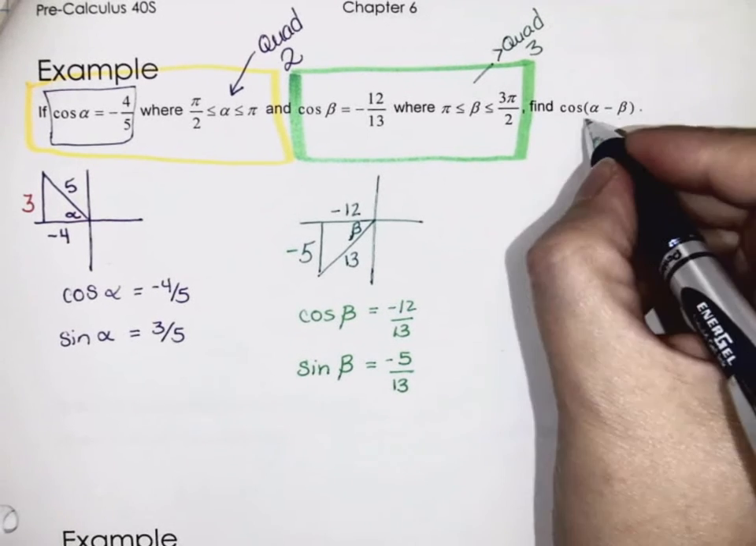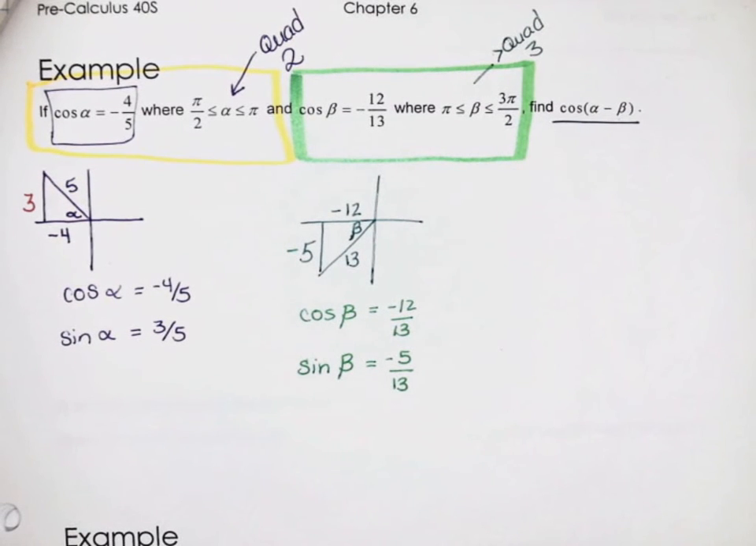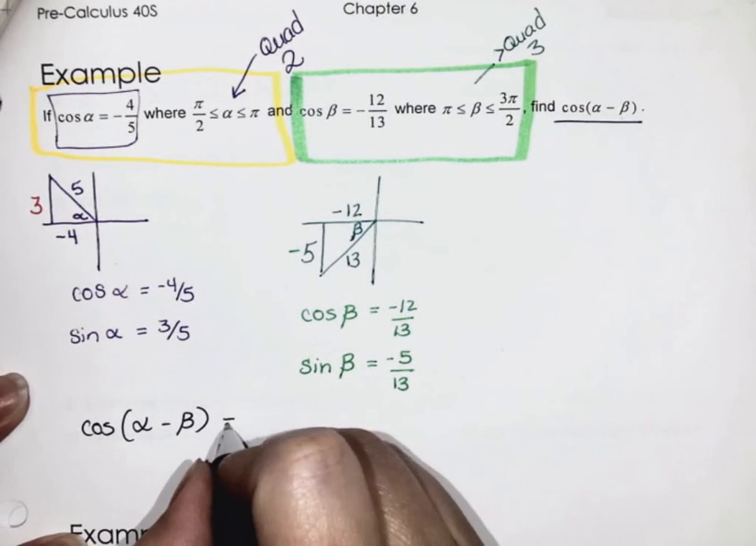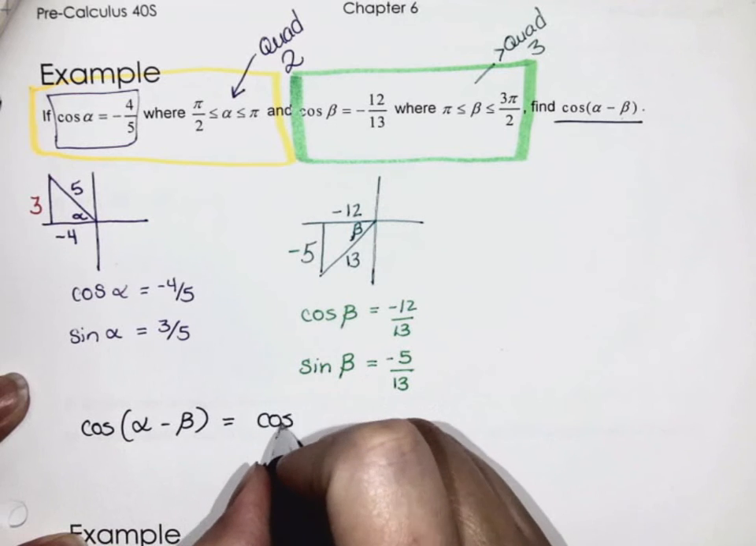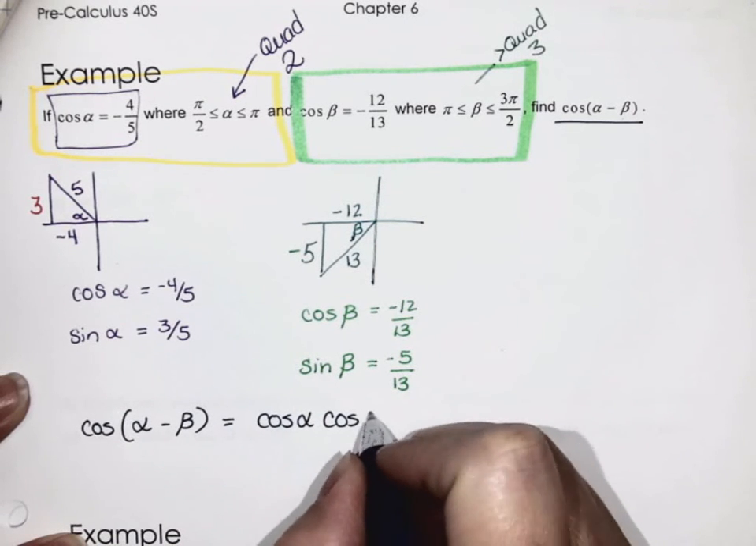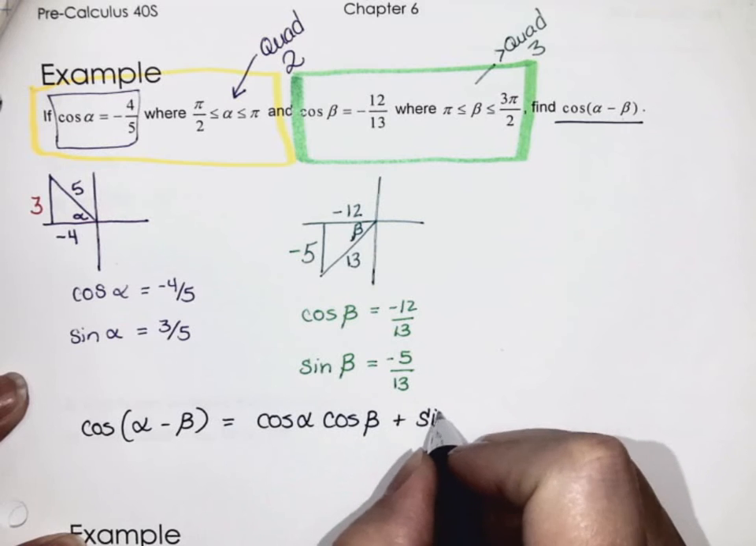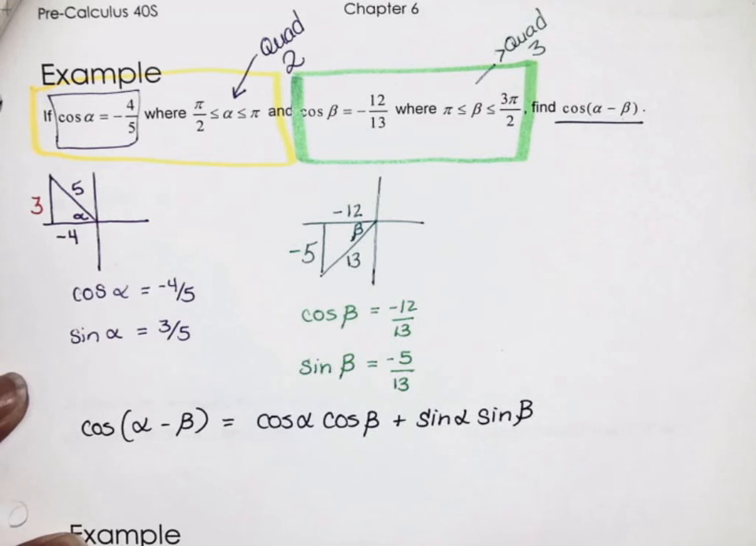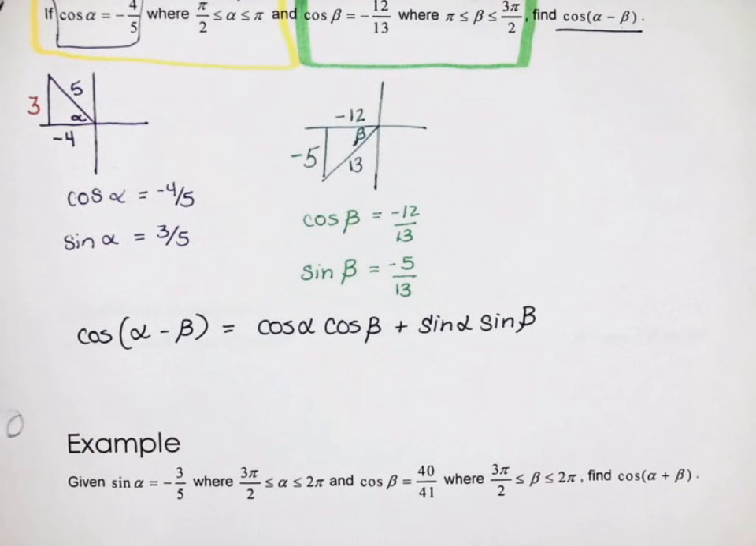All right, so we need cos of alpha minus beta. Is it important that we know what the angles are? No. Nope. Because all we need to know is the values of them, right? So the formula for cos alpha minus beta is cos alpha times cos beta plus sine alpha times sine beta. I just grabbed that off my formula sheet. I do not know the angles. I do not need to know the angles.